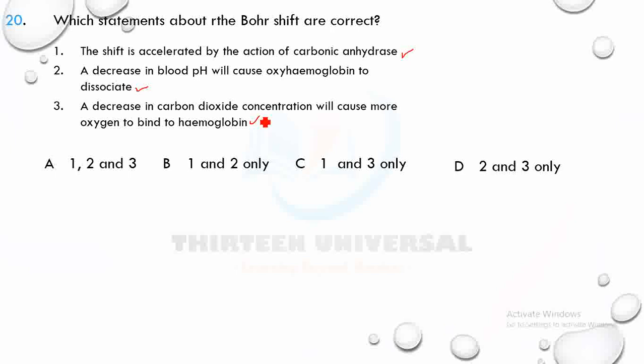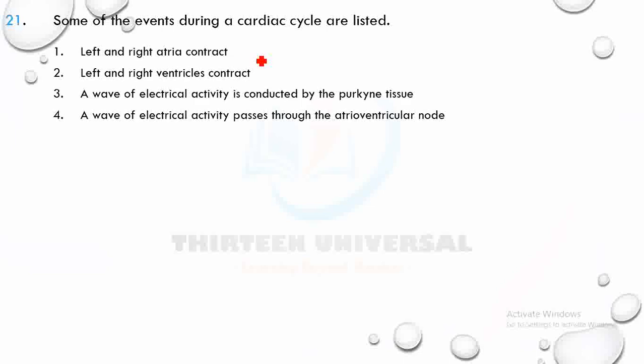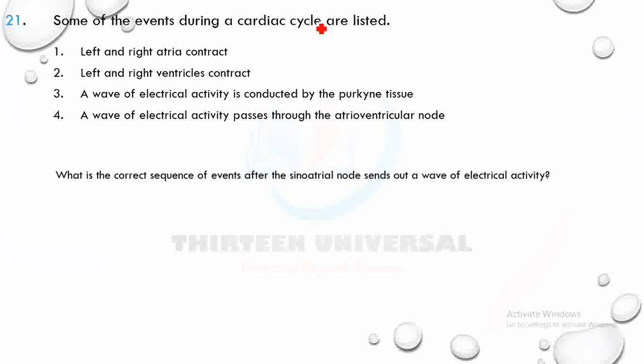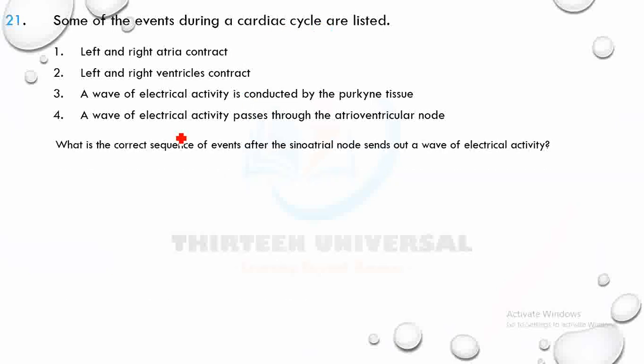Yeah, the 3 sentences are correct. Some of the events during the cardiac cycle are listed. Okay, so you can see what they're asking us here. The question is not completed, but it's asking us what happens after the sinoatrial node has contracted. What is the sequence of events after the sinoatrial node sends out a wave of electrical activity?